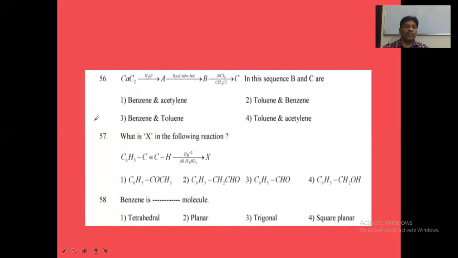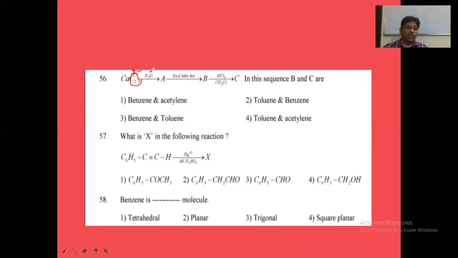Now next, 56th one. CaC2 means calcium carbide. Here, C2 minus 2 and Ca plus 2. The C2 will have a minus 2 charge, and Ca will have plus 2. So Ca is having plus 2. Now here, water is H2O.